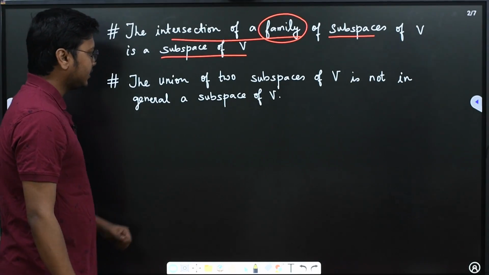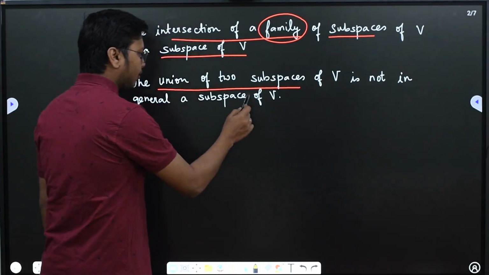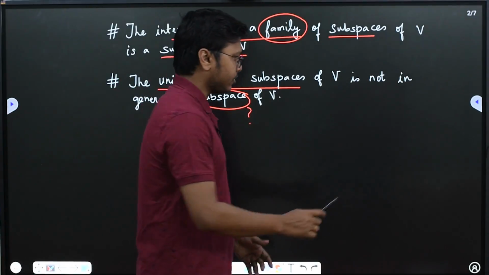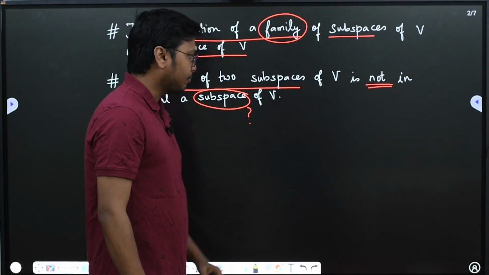Now the important question is, will the union of two subspaces form a subspace or not? It will not form a subspace. Okay, it won't form a subspace. Now why not? Let's take a quick example.